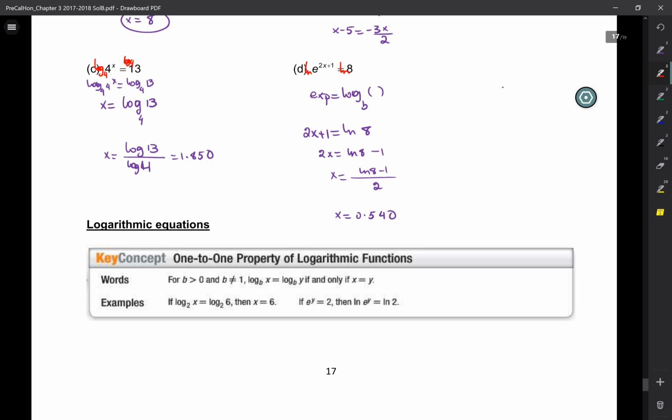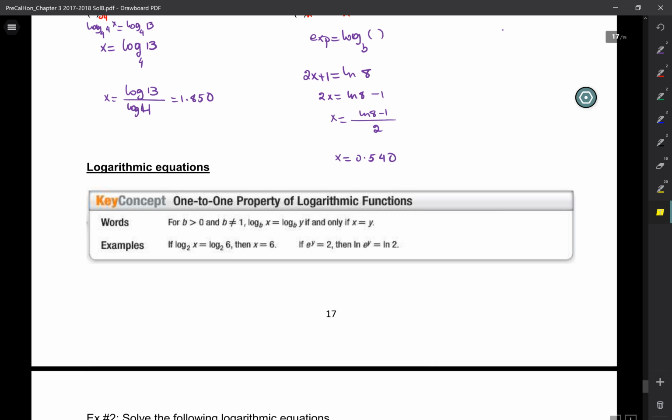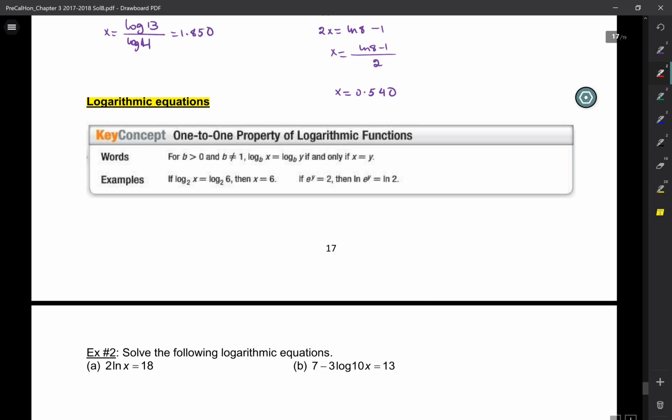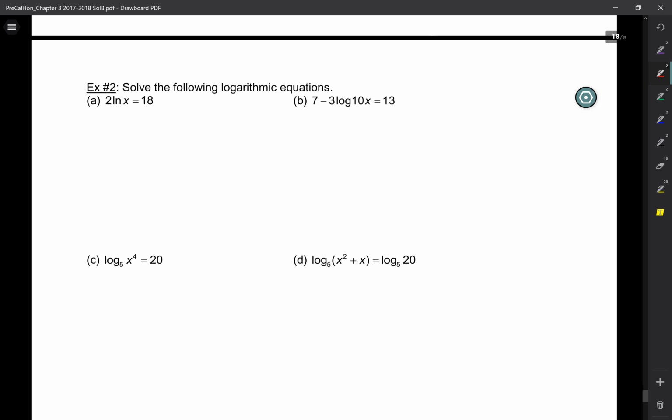Now, what if we had logarithmic equations? Same situation. If you have identical logarithms, like log base 2, you could just set the arguments equal to each other. X equals 6. Okay? All right, so take a look at this one. First, let's divide by 2. So ln of x is equal to 9.